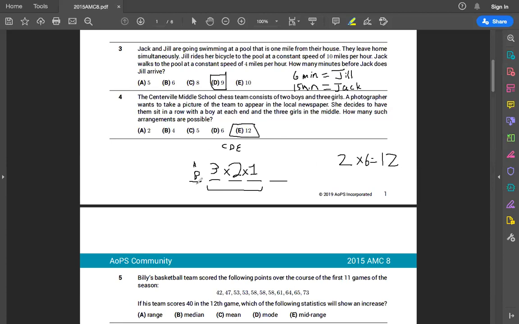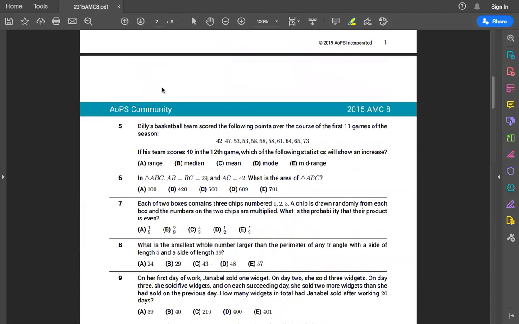And I'll just elaborate that for the boys. Whoever sits on the left, there are 2 choices, and obviously there's only 1 choice left for the person on the right. Alright, so far so good. So for the 5th problem, I'll scroll to the top.